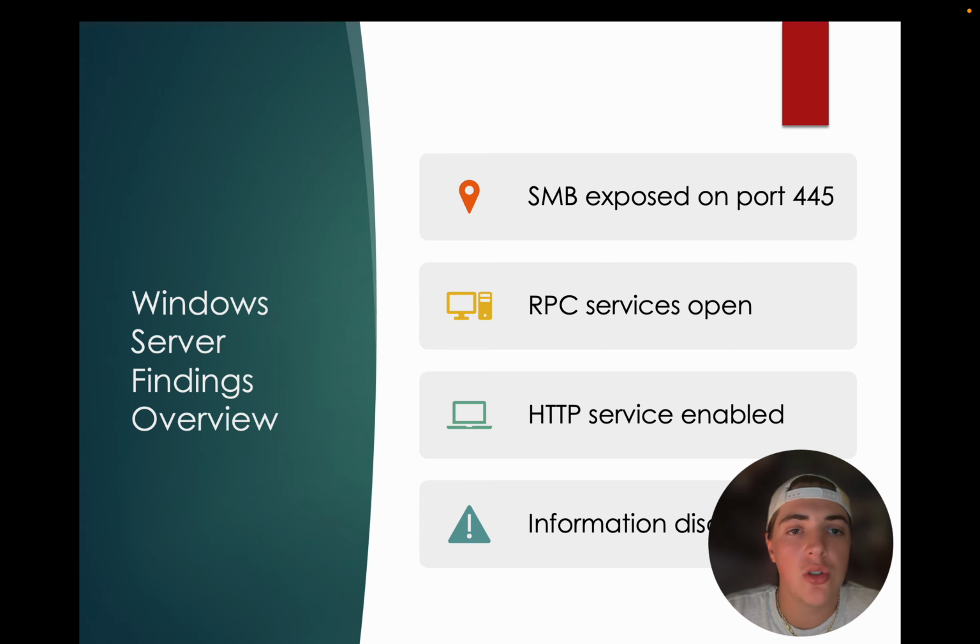So in Windows, we found that SMB was exposed on port 445. We also found that RPC services were open and that HTTP services were enabled, which is good. But then the information stuff was not good. There was information disclosure, which you can't really have. You don't want people being able to just access stuff and understand what they're seeing.